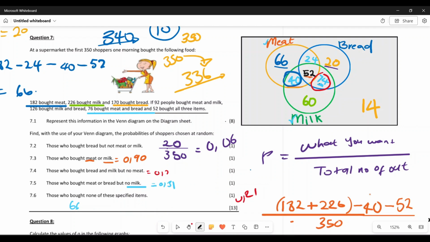Now, the probability of those who bought none of these specified items. How many people bought none of these specified items? There are 14. So I'm going to say 14 divided by my total of 350 people, and I'm going to get the probability of those who bought none of the specified items. So 14 divided by 350 would be equal to 0.04.